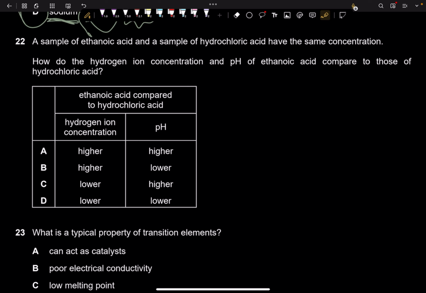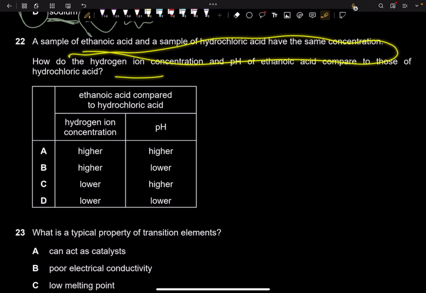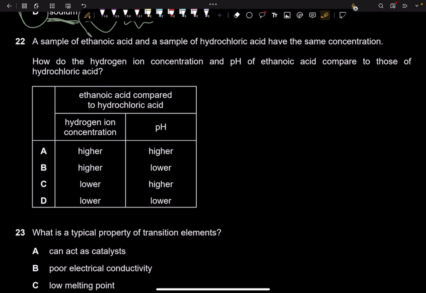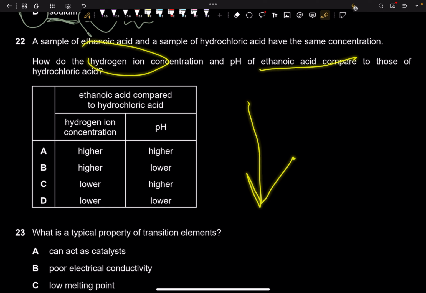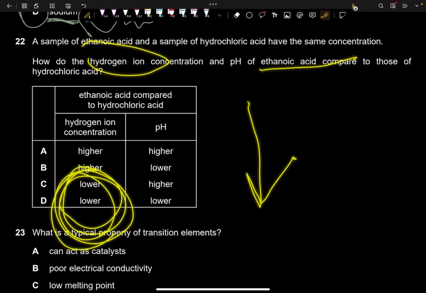Okay, a sample of ethanoic acid and a sample of hydrochloric acid have the same concentration. How do the hydrogen ion concentration and pH of ethanoic acid compare to those of hydrochloric acid? The hydrogen ion concentration in ethanoic acid will be less because it is a weak acid. So it will be lower because it's a weak acid. Weak acids don't completely dissociate.